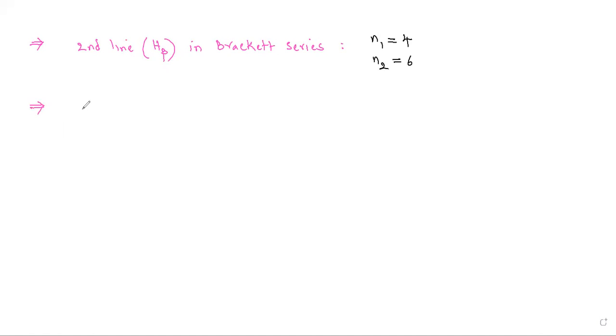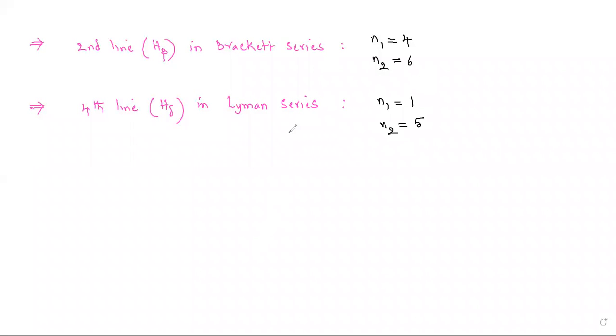Now coming to one more. Supposing you want the fourth line in Lyman series. What is the fourth line? H delta line in Lyman series. For Lyman, you all know that the value of N1 is just 1, right? Because it is the lower energy level in case of Lyman series. Now they are asking for the fourth line, so just add 4 to your N1. Adding 4 will give us 5. So N1 is 1 and N2 is 5.